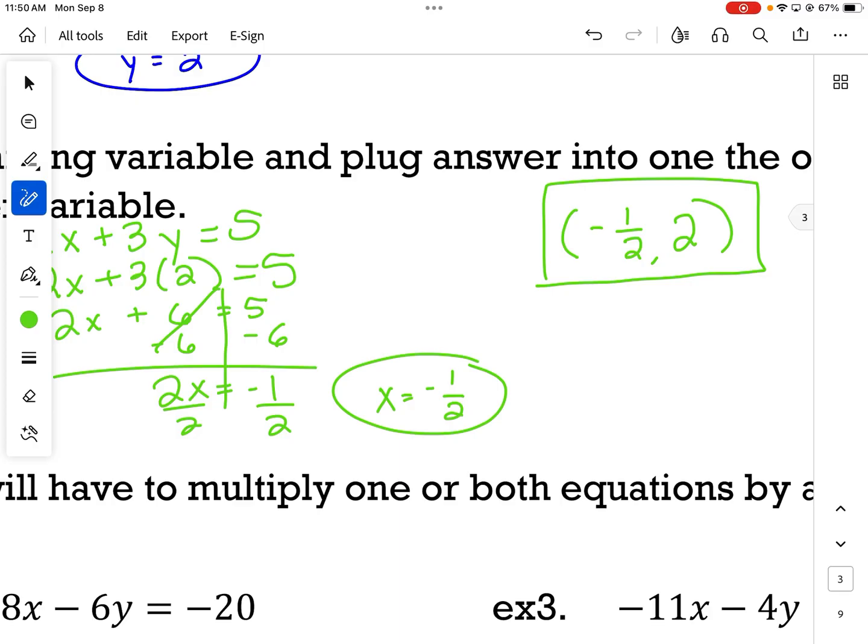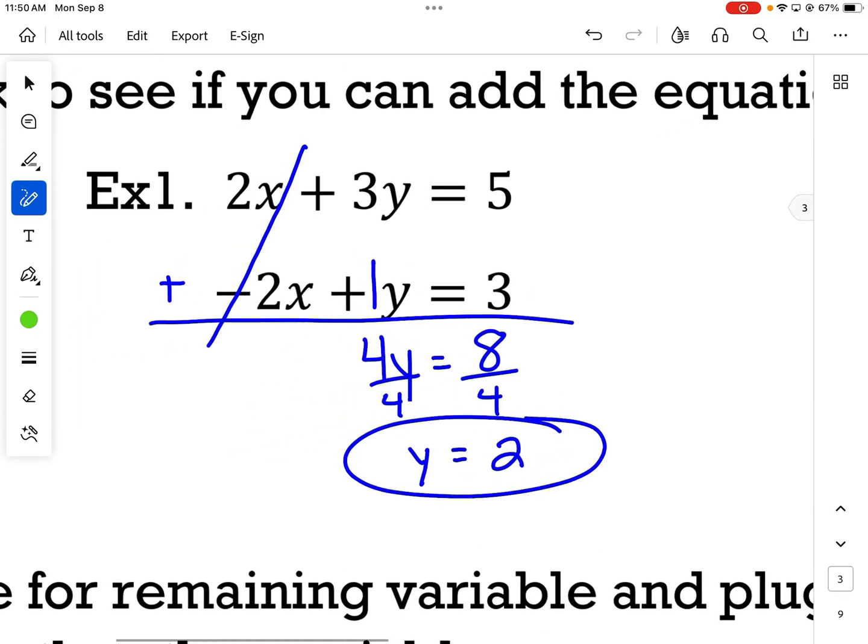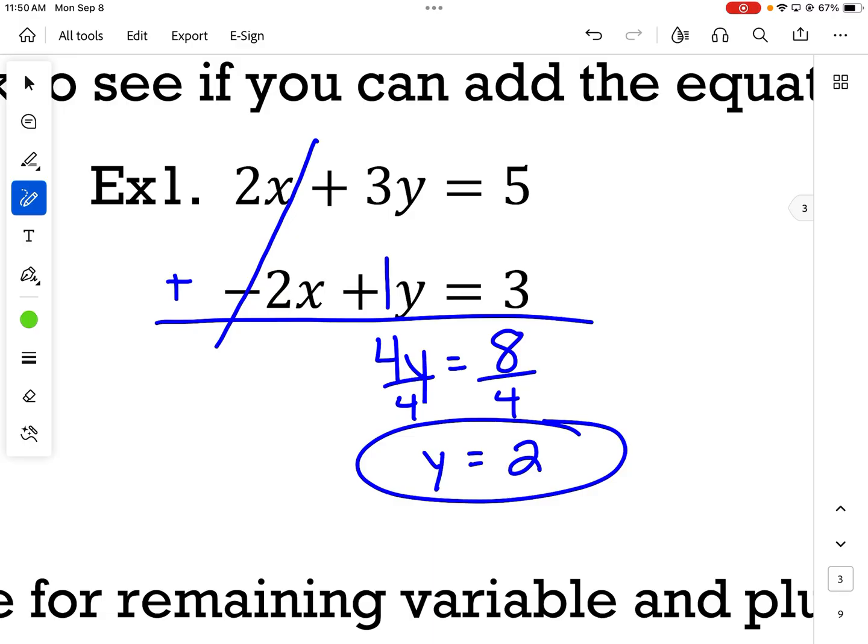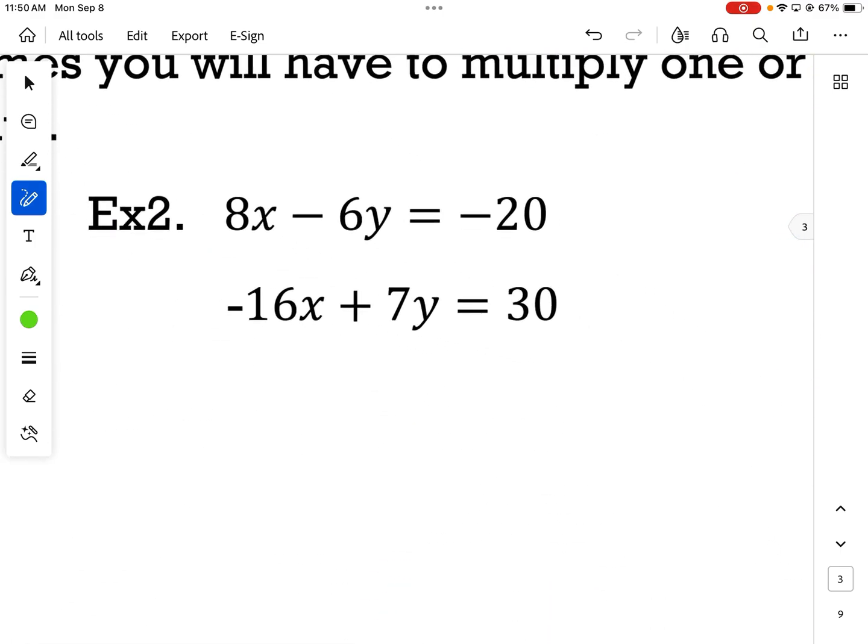So our first example that we did, we were able to eliminate the x, and that left us with solving for one variable. Then we plug that back in. All right, let's go to example 2.